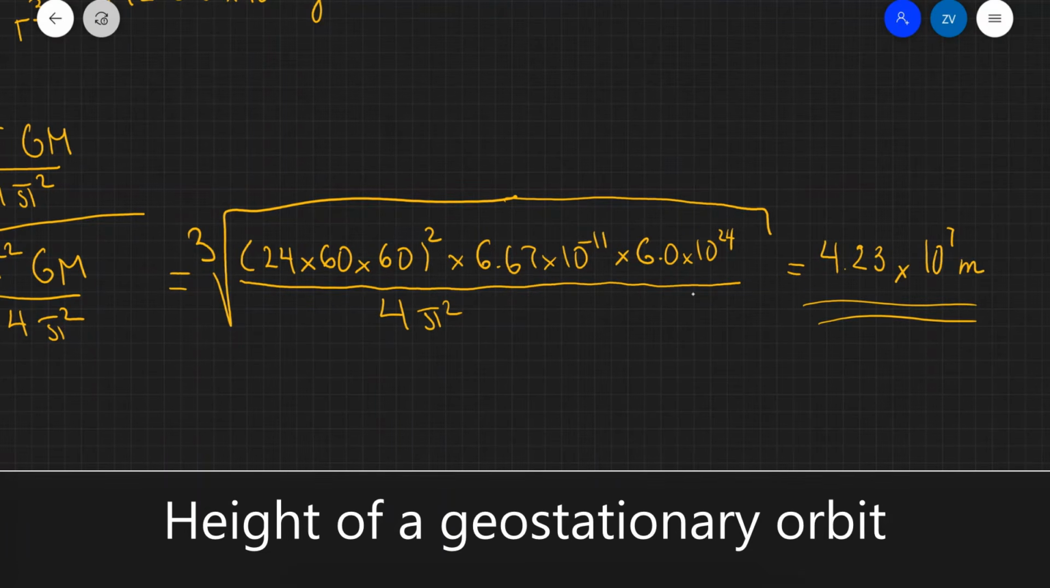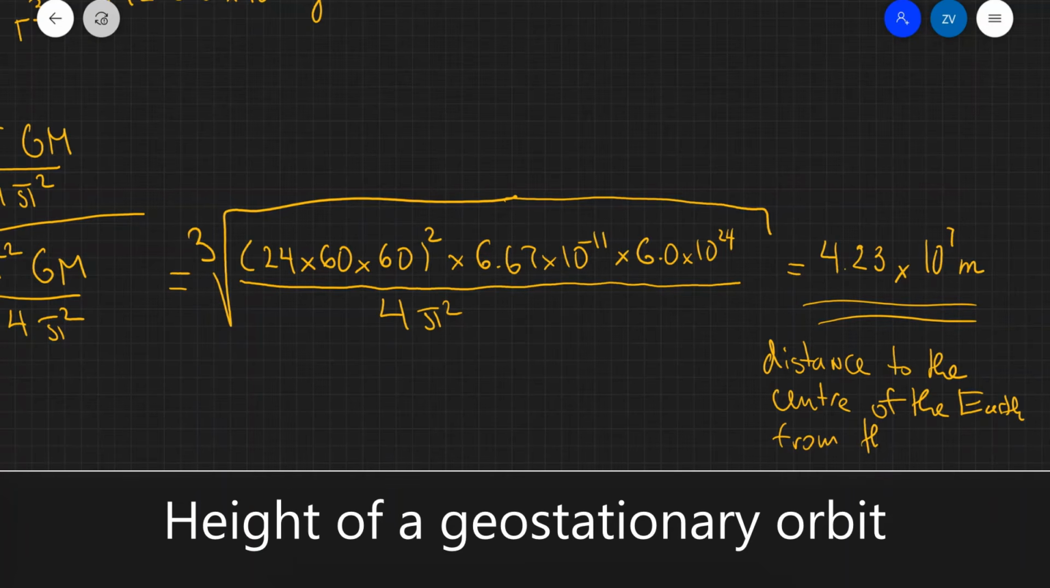Now notice that this is not actually the distance to the surface. Remember when we talked about point masses at the center of objects, that equation actually assumes that this over here is the distance from your geostationary satellite to the center. So I'm just going to write over here that this is the distance to the center of the Earth from the orbit.